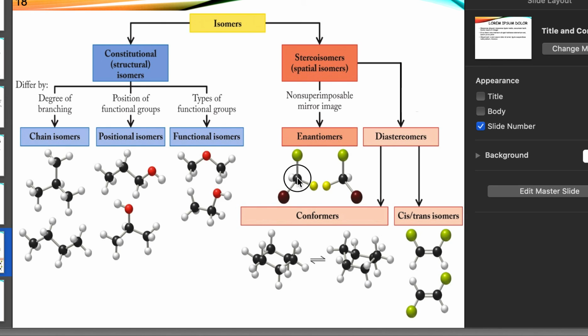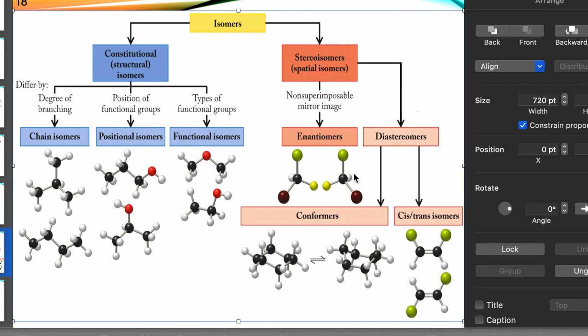Enantiomers, these little guys, if I stacked this guy onto this guy right here, they would not superimpose, kind of like that left hand, right hand thing, because this is the stereocenter right here. It's attached to this atom, this atom, this atom, and this atom, and they're all different.